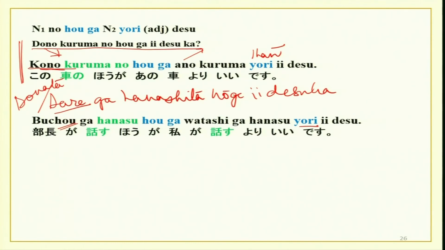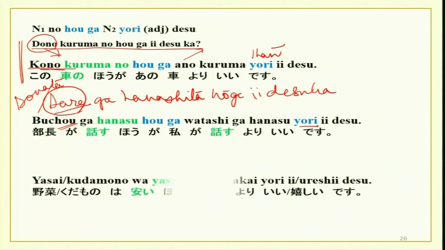So over here please see the question words. What the question words should be. These questions come a lot and you need to practice them. Then yasai. Or you could say, kudamono wa yasui hou ga takai yori ii desu. It's better if yasai, which is vegetables, and kudamono, fruits, are cheaper than they are takai. It's good to buy yasui things.